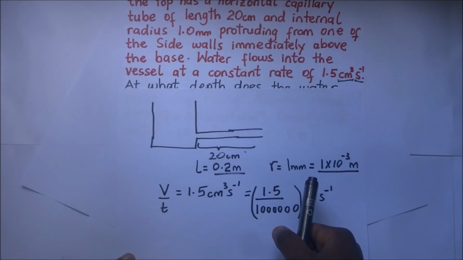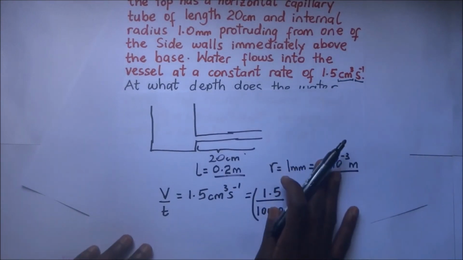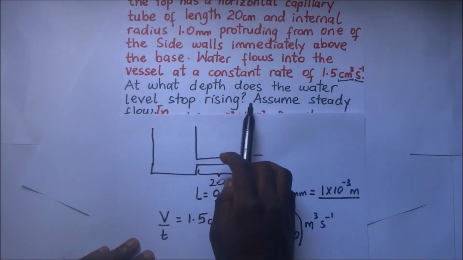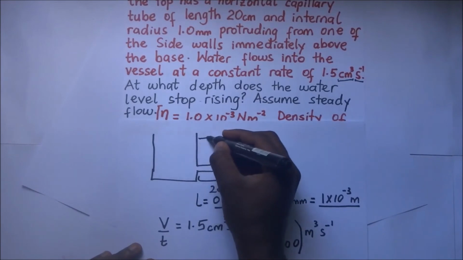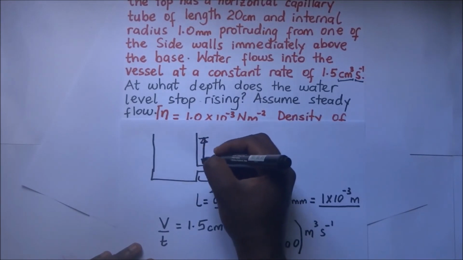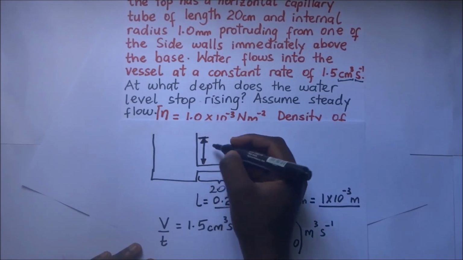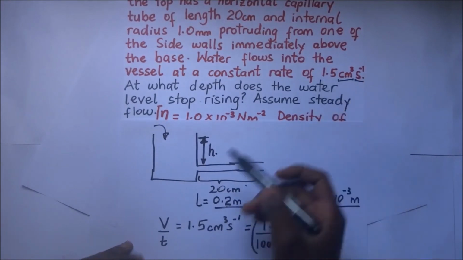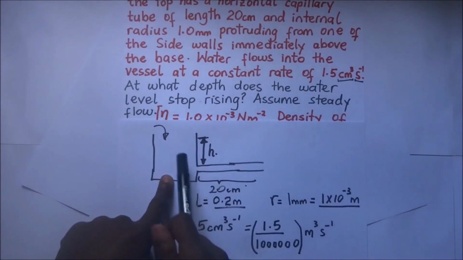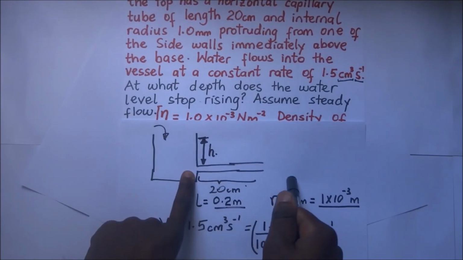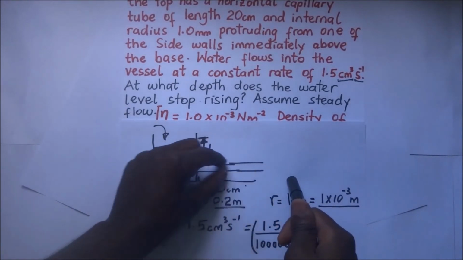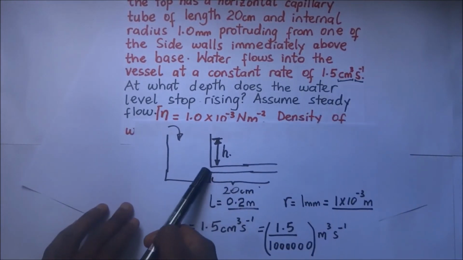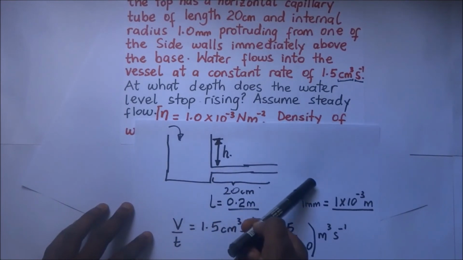Now the question continues to say that water flows into the vessel at that constant rate, and now they are asking us at what depth does the water level stop rising? Assume steady flow. Of course, when we are talking about steady flow, we are talking about Poiseuille's formula, and this is the height of when water is coming in. It's flowing in at that rate. So water is flowing into this thing at that rate, and as it's flowing in, it is protruding out of here. So definitely this is a very small capillary tube, and so as water is flowing in at this rate, part of that water is flowing out of this capillary tube as it goes out.